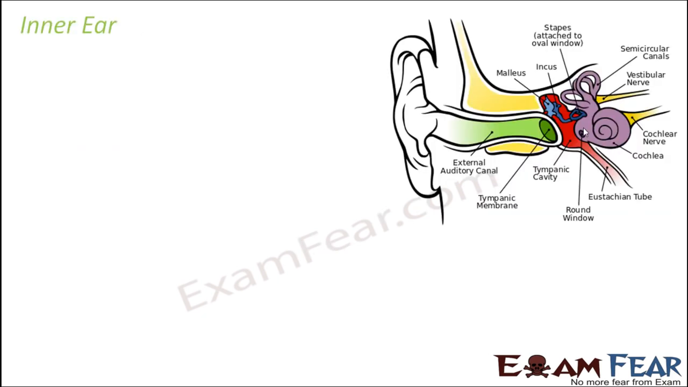Next is the most important part of the ear, that is the inner ear. The most important part of the inner ear is the cochlea, which is also known as the labyrinth. So labyrinth is another name for the inner ear. It is the fluid filled part of the inner ear.